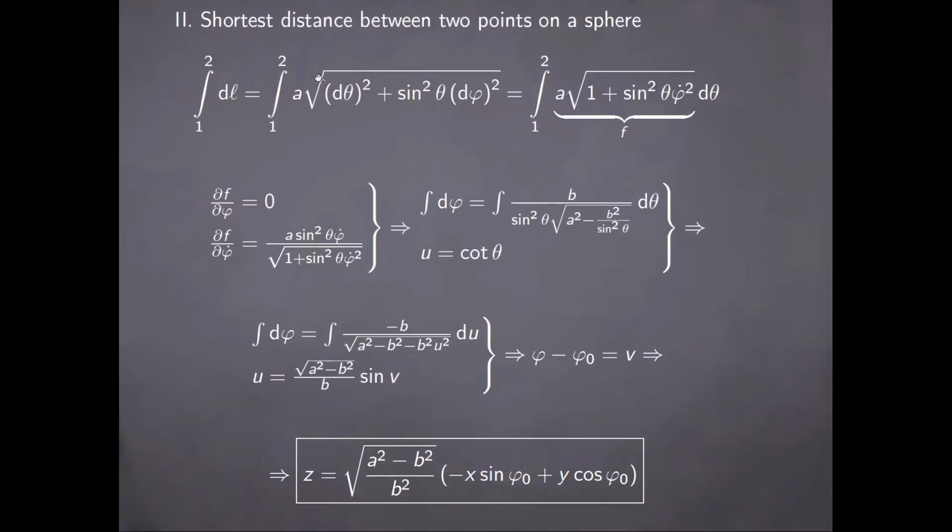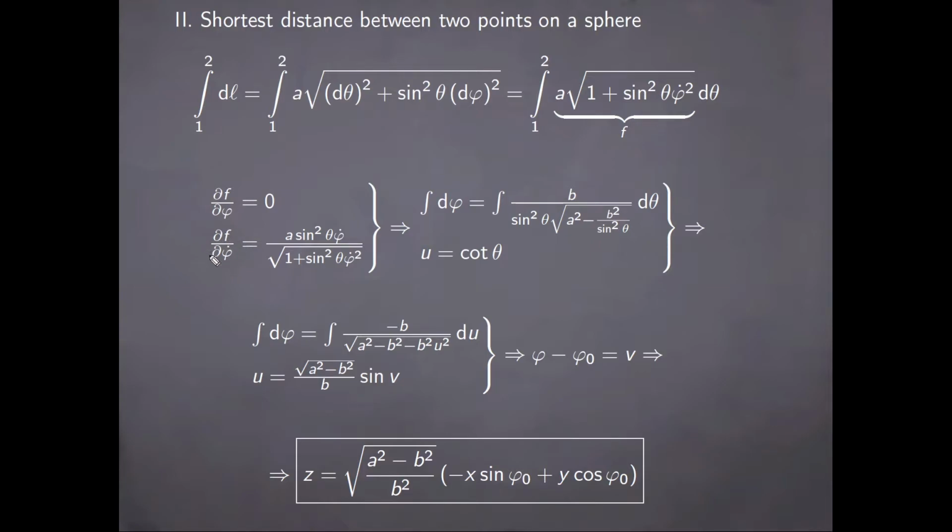As a second example, we will look at the shortest distance between 2 points on a sphere. The line element in this case is given by the radius a of the sphere multiplying the square root, which involves the differentials of the polar angle and of the azimuthal angle. And if we take the polar angle as our parameter, then we obtain the functional f given here. And we need to construct the Euler equation for f depending on phi and phi dot.